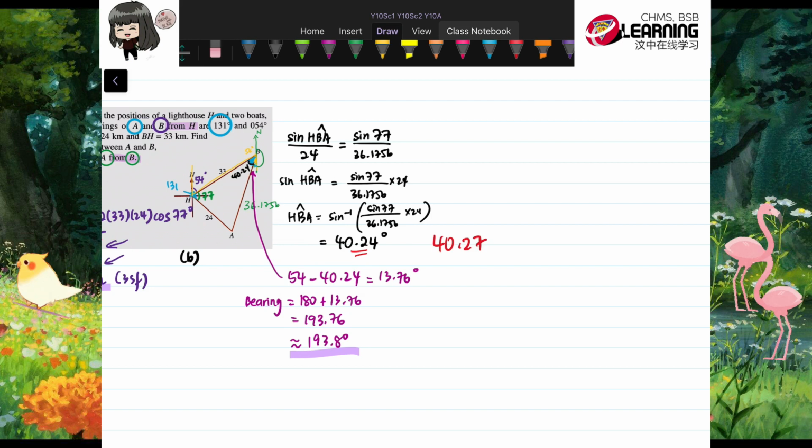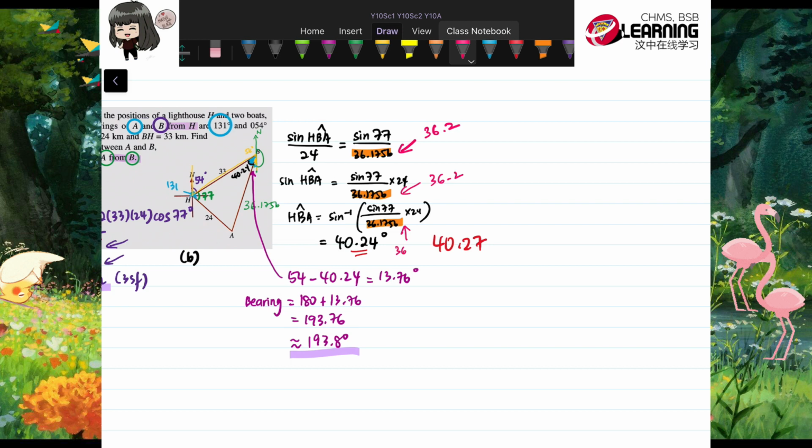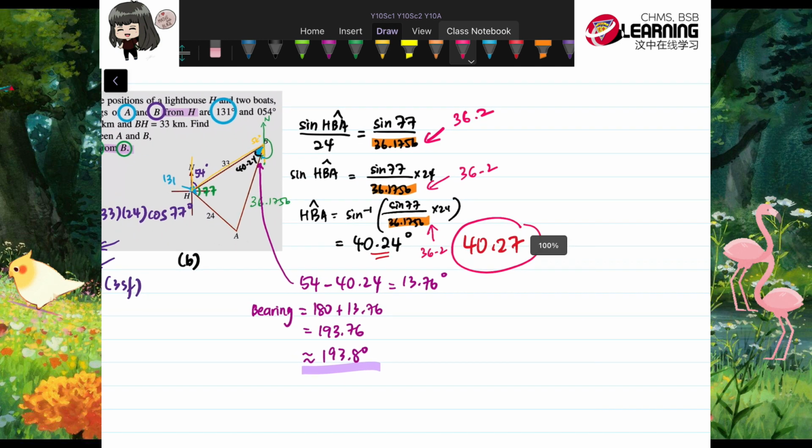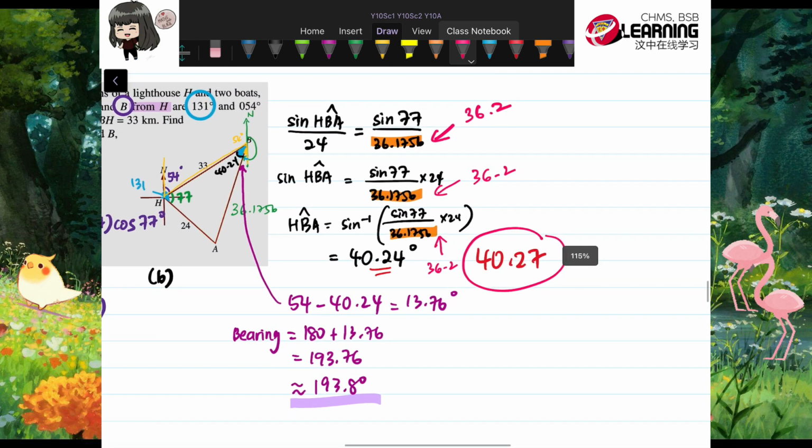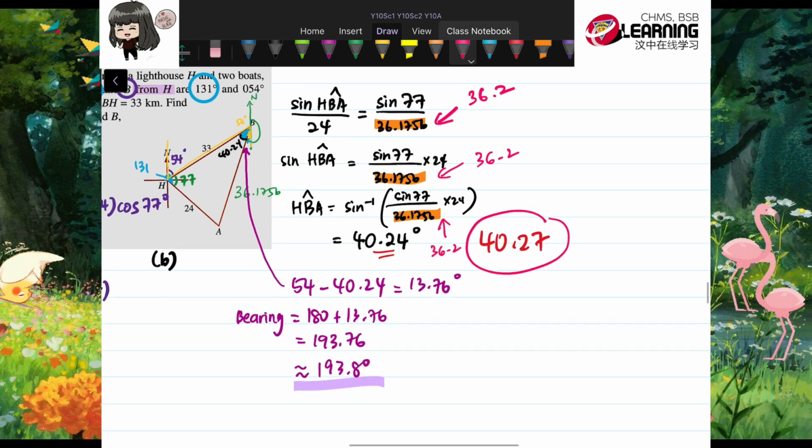Actually, I use 36.2 for this. When I press the calculator, I press 36.2 because I want to do it fast. By right, if you're using 36.1756, it's better because it's more accurate. Then my answer is supposed to be 40.27. So when you see here, if I rounded off earlier, it will affect my final answer.